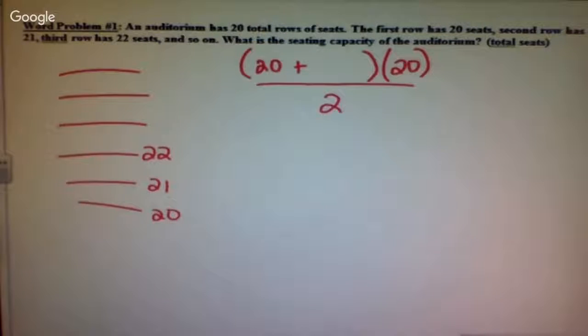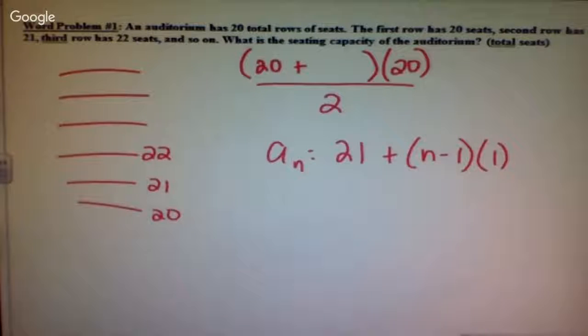Okay, so we've got A sub n equals what? 21 plus n minus 1 times 1. It's only going up by 1. I don't even have to put that there. Technically, no. That 1 does not need to be there. When you multiply by 1, it does what? Nothing. It stays the same. So while you can write it, you really don't need to do anything with it.